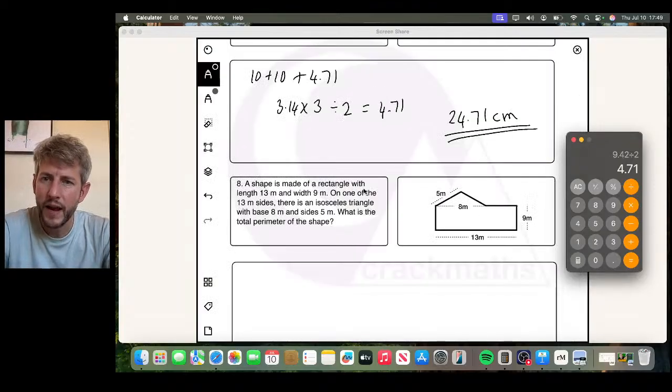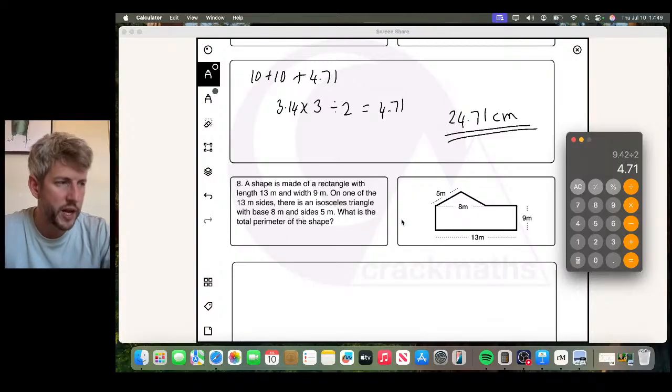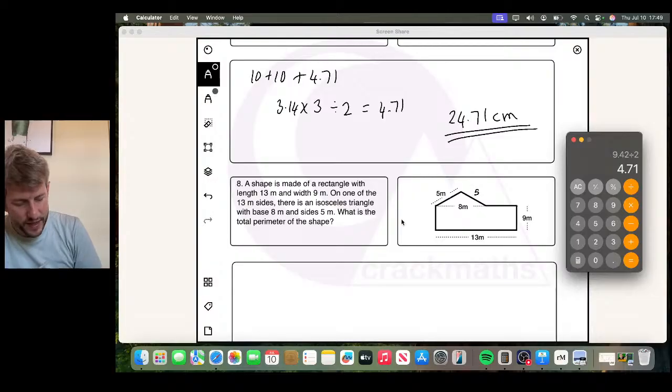A shape is made of a rectangle with length 13 meters and width 9 meters. On one of the 13 meter sides, there is an isosceles triangle with base 8 meters and sides 5 meters. Okay. What is the total perimeter of the shape? Well, if this is an isosceles triangle, it means that is 5 as well. If this distance from here to here is 8, that means the distance from here to here must be 5, because 8 add 5 gets us to 13, which is the full distance across. If that distance is 9 and this is a rectangle, that distance will be 9 as well.